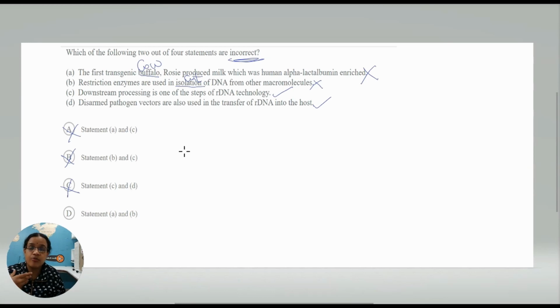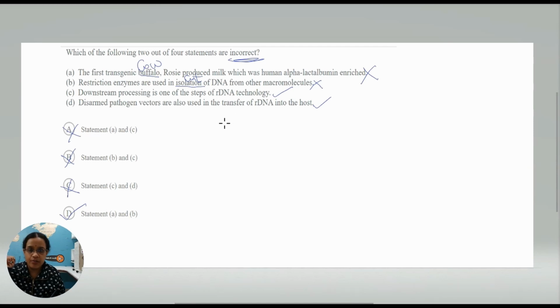Now, if we use them for isolation, what will happen? Your DNA will be entirely chewed up and you will not be able to get the gene of your interest. So, our right answer would be option D, stating that statements A and B are incorrect. Okay, now we got the answer.